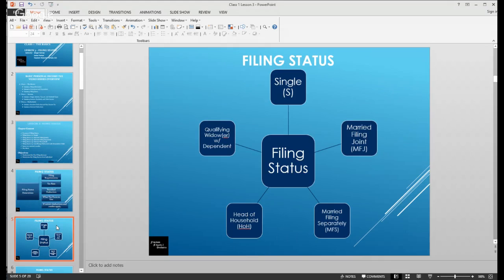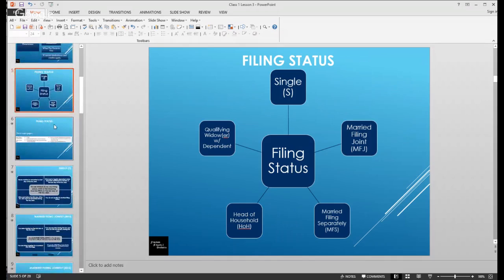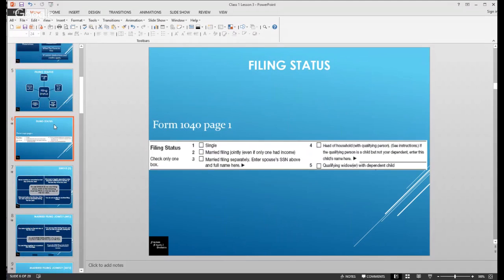The last one, which many people are not familiar with, is a special tax status called qualifying widower with dependent child. And this is a filing status that is allowable for up to 2 years. You can file with this filing status for 2 years after the last year that you file jointly with your spouse in the event that your spouse is deceased. So this is the section on the 1040 where you would indicate what your filing status is. Again, single, married filing jointly, married filing separately, head of household, and qualifying widower.